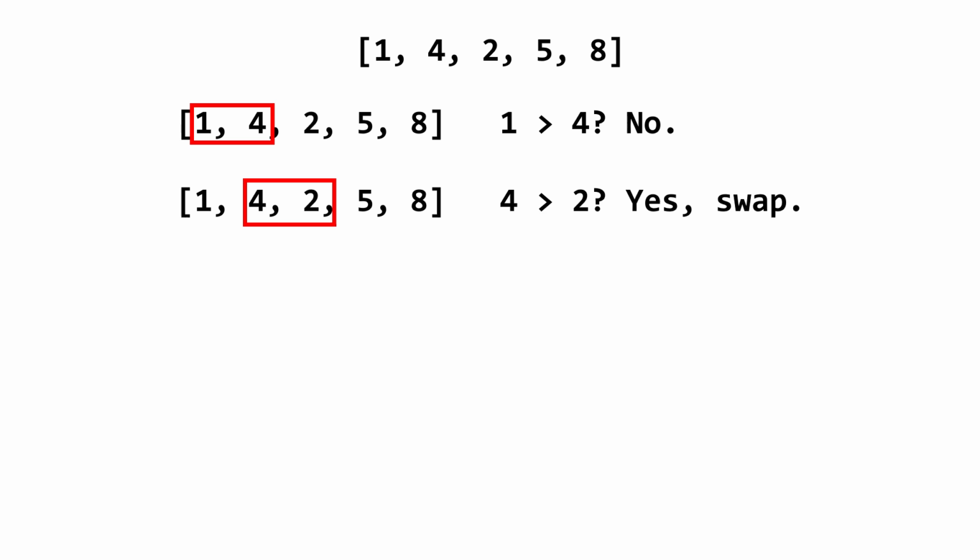So we go around again. And so now on the third iteration, we start with 1, 4, 2, 5, 8. Is 1 greater than 4? No, it's not, so we don't do anything. Is 4 greater than 2? Yes, it is, so we swap.